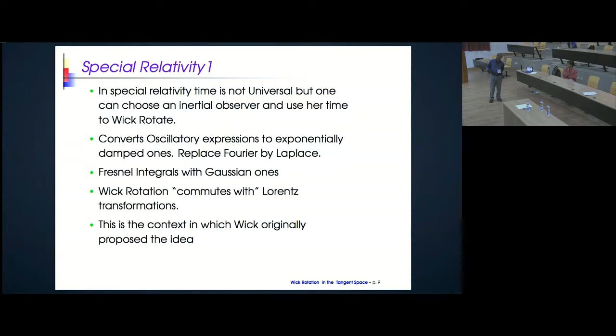So it converts oscillatory expressions to exponentially damped ones. You can replace the Fourier transform by the Laplace transform. And these are the very common integrals that one gets in optics, for example. They're called Fresnel integrals. Such integrals can be replaced by Gaussian ones, which are easier to deal with.